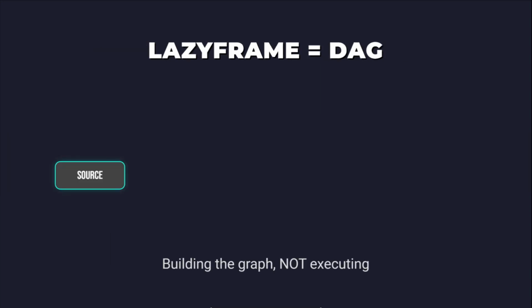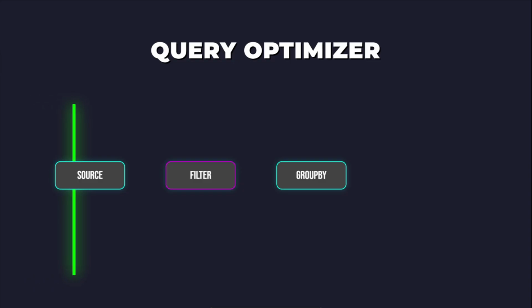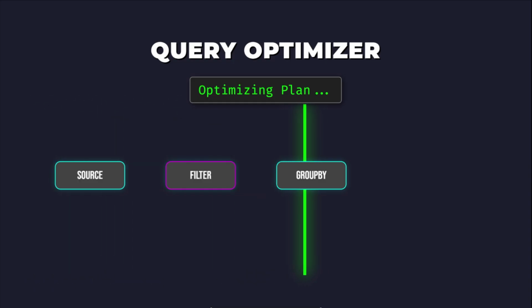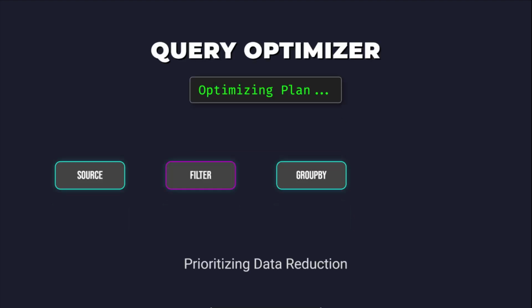The LazyFrame object is a directed acyclic graph representing the entire transformation pipeline. When you chain operations like filter, group_by, and select, Polars does not execute them. It only appends nodes to this graph. This deferred execution allows the engine to analyze the entire workflow before touching the data. This analysis phase is where Polars applies its query optimizer, rewriting the user-defined plan into an optimized physical plan. This optimization is crucial because it determines the order of operations, specifically prioritizing data reduction steps.